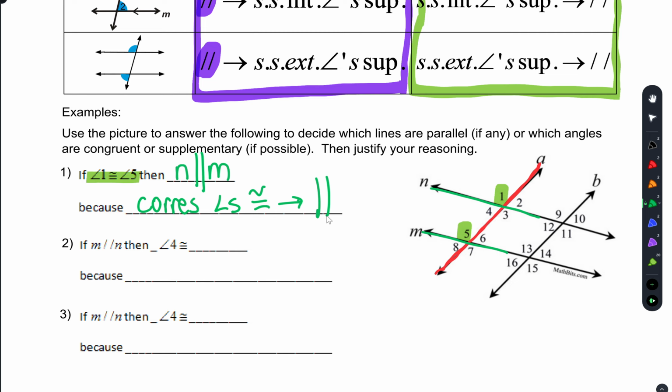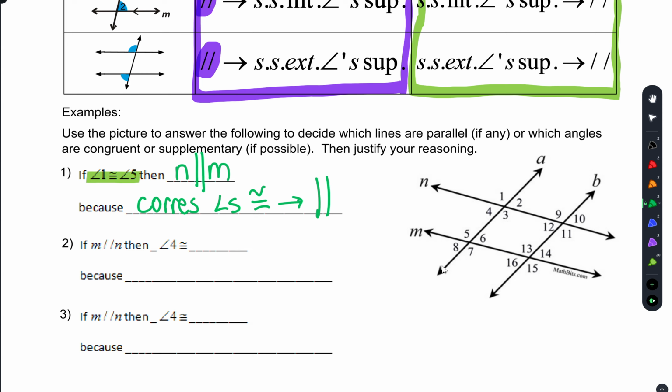If it said that angles 1 and 5 were supplementary, we could not use corresponding angles are congruent implies parallel lines because corresponding angles weren't congruent. They were supplementary, right? Okay, let's move on to the next one. I'm going to erase my markings. We're going to start all over.